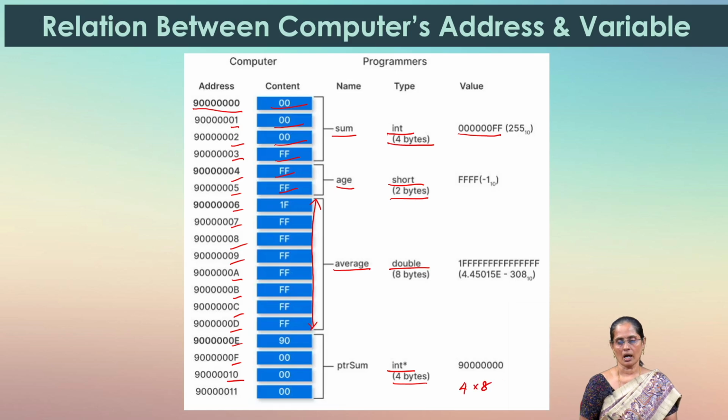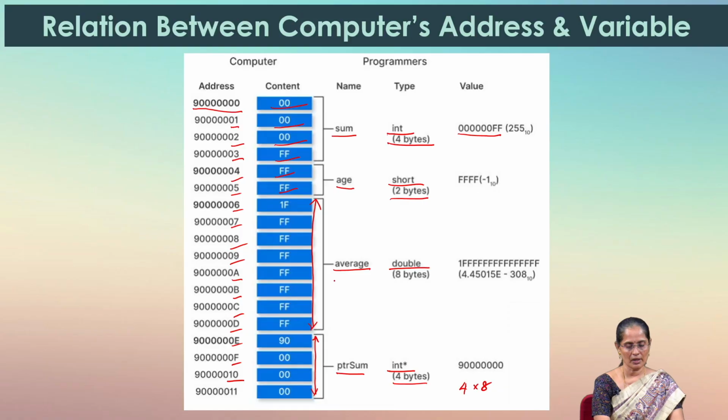Since the architecture is of 32 bits, the pointer size is 4 bytes. So, if the pointer size is 4 bytes, we need 4 memory locations for the variable ptr sum. Okay. So, this is how the memory is being organized, and this is the need of an address and its significance.